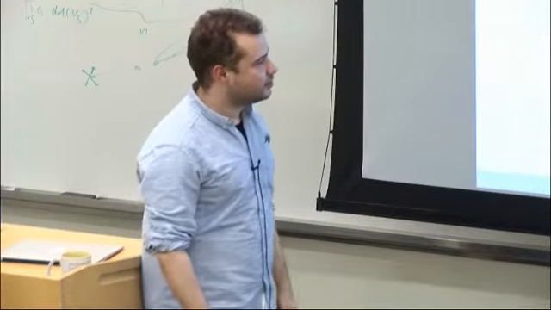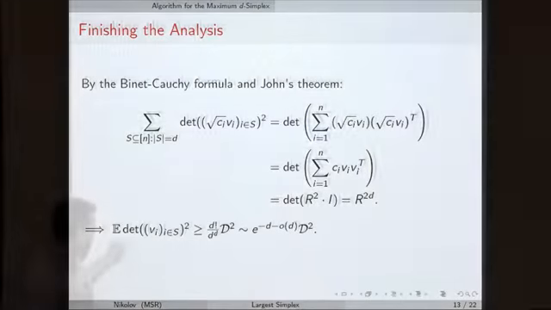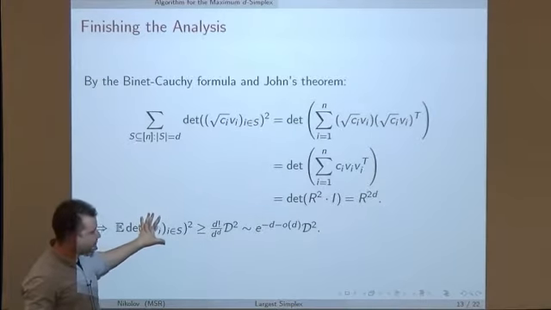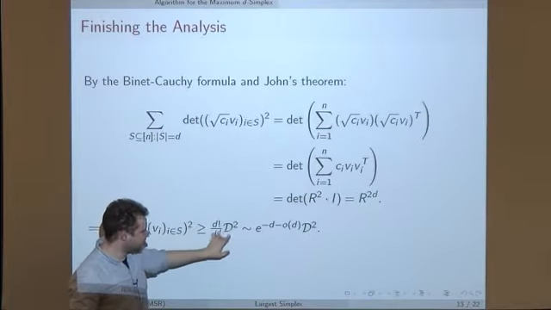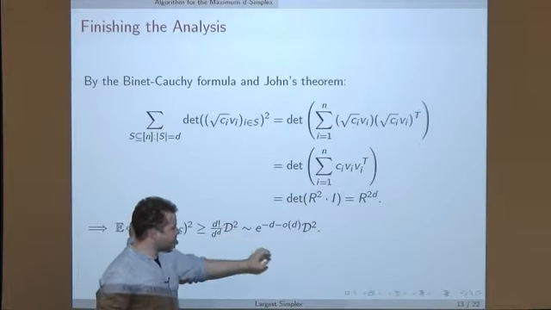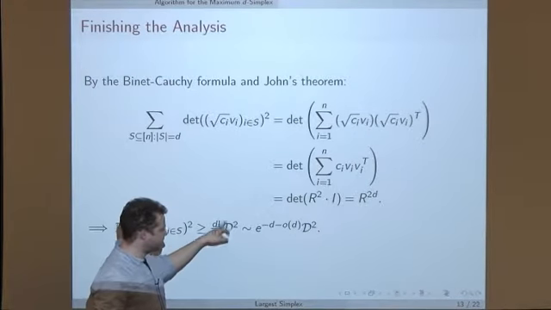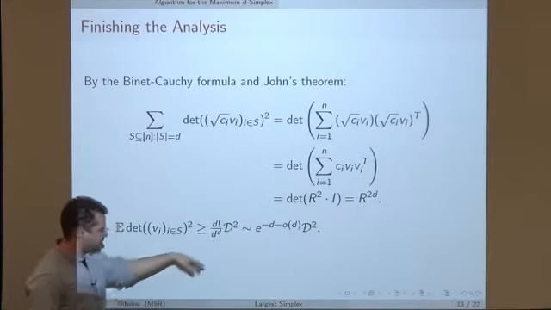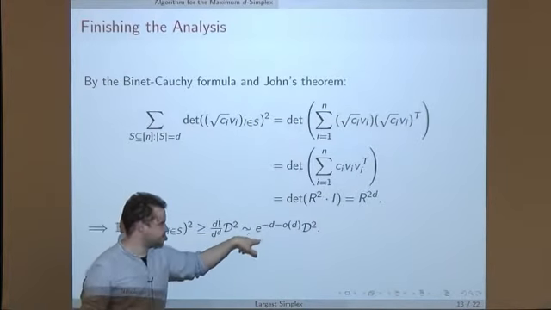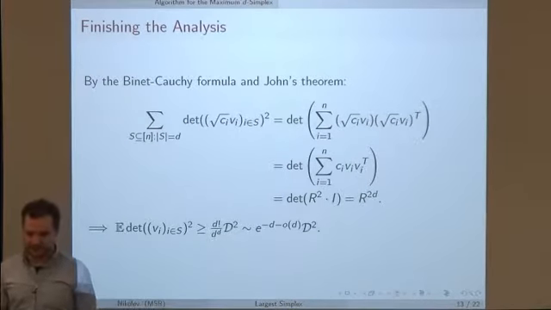Okay, so this basically completes the analysis. What we derived was that the expectation of the squared value of a solution is at least this factor of D factorial over D to the D times R to the 2D, which was our upper bound on the square of the optimal solution. Again, you can use Stirling to see that this is basically e to the minus D minus little o of D.